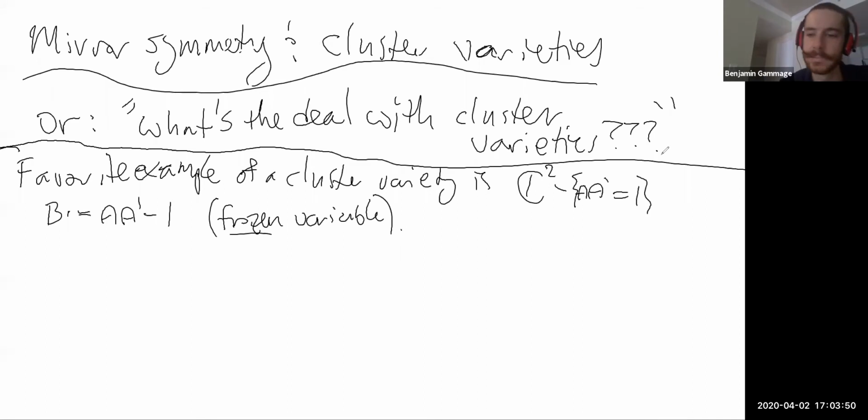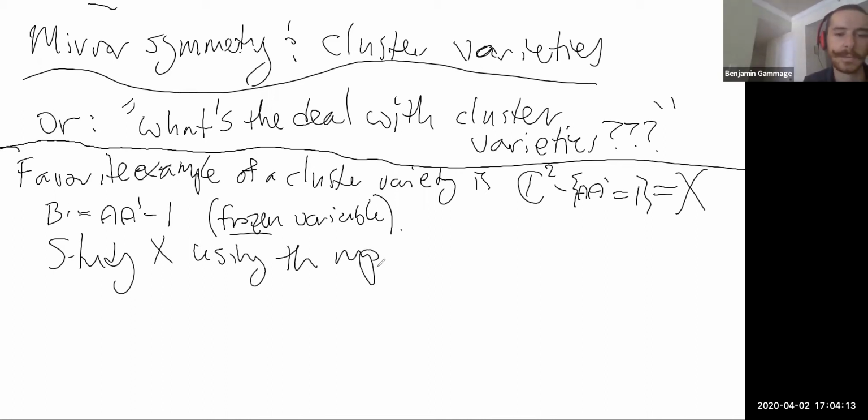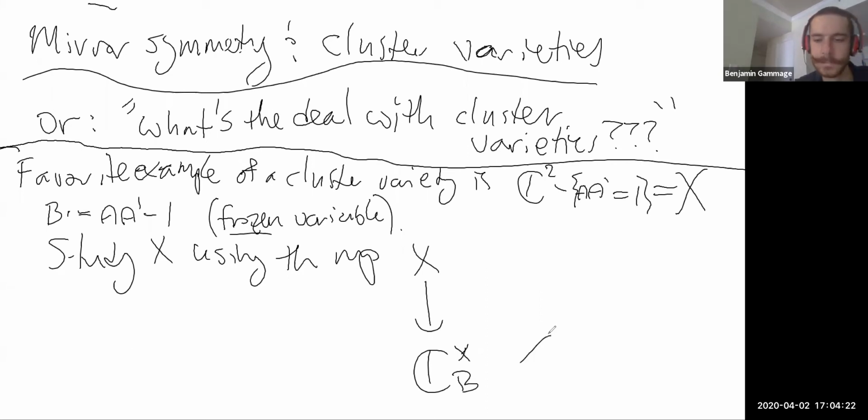Let me give this variety a name too. Let me call this variety X. We want to study X using the map that takes it to this variable B. So I have a map from X to C star, the C star where the B variable is living.